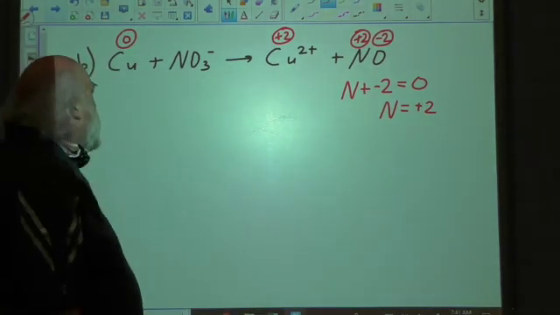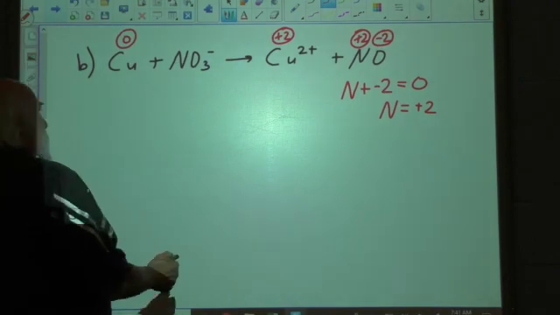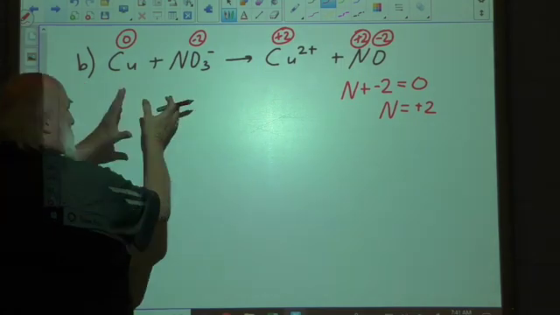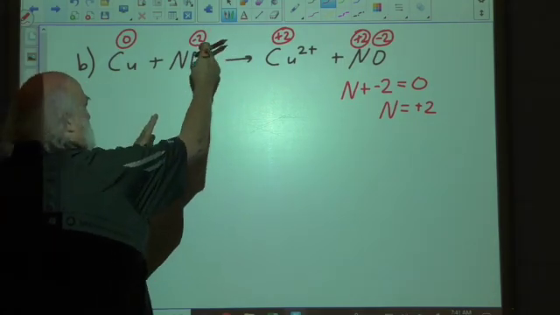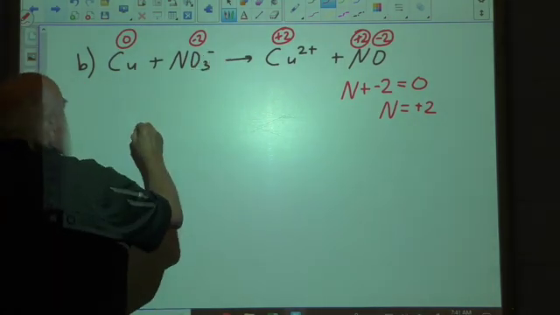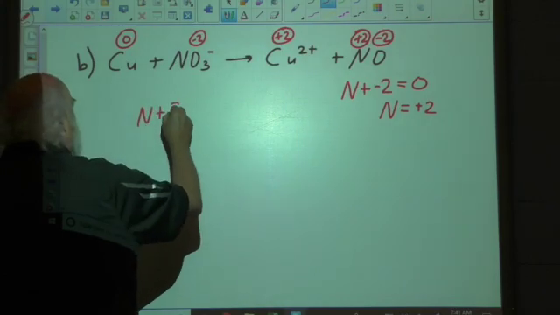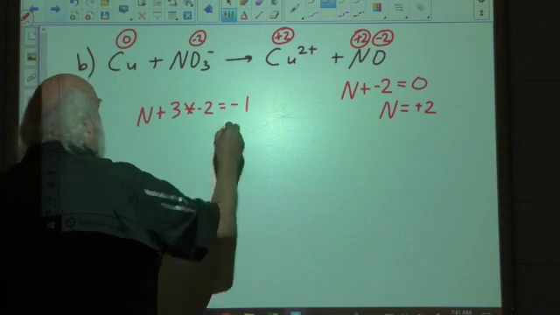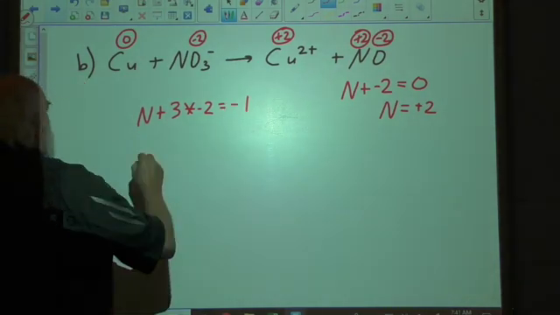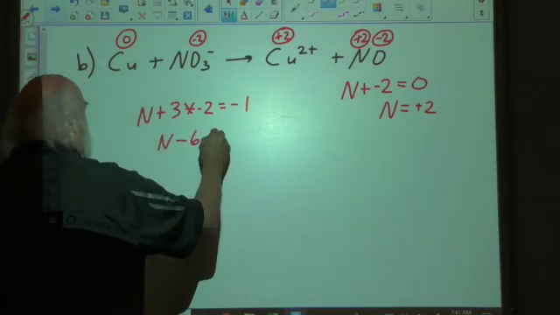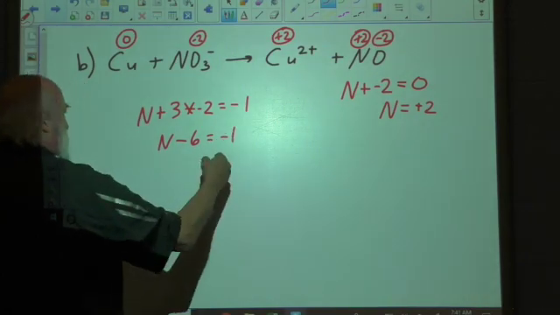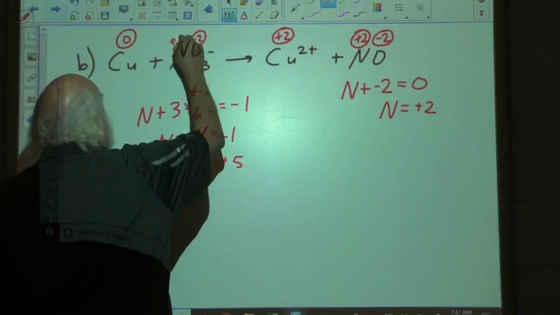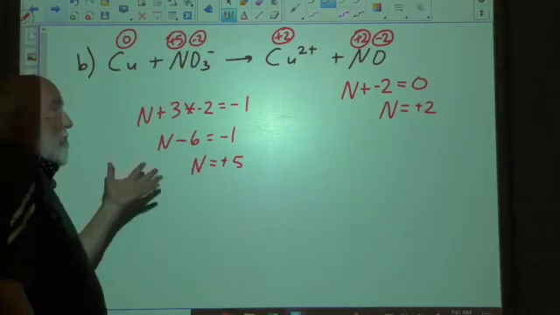Come over here. A little more difficult, but not that much. We know oxygen still is -2. We also know that the sum of all the oxidation numbers is going to equal this -1. So that means that N plus 3 times -2 equals -1. So we'll rewrite this as N minus 6 equals -1. Add 6 to both sides. N equals +5. There you have it.